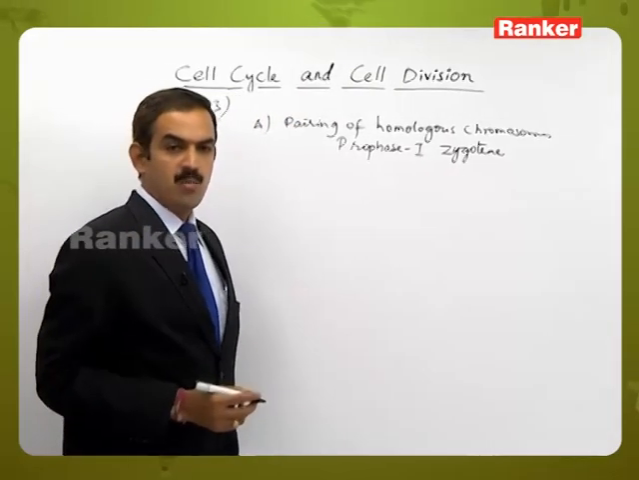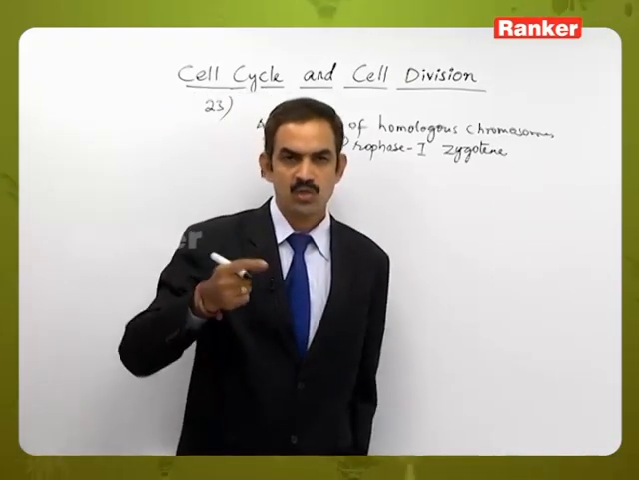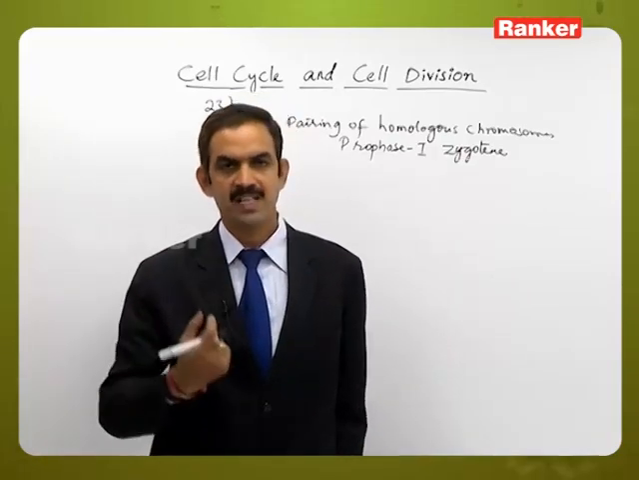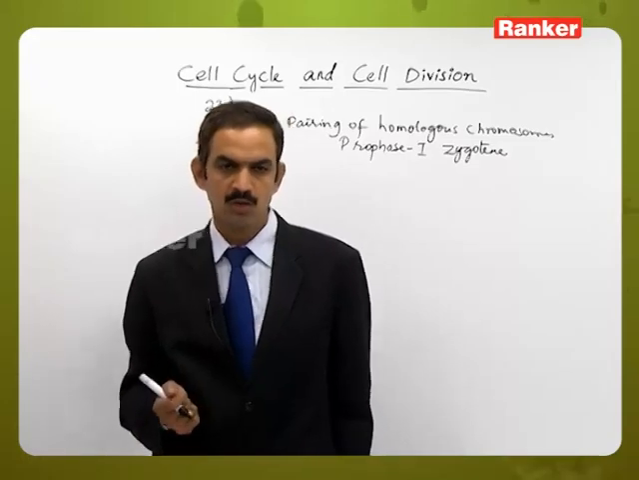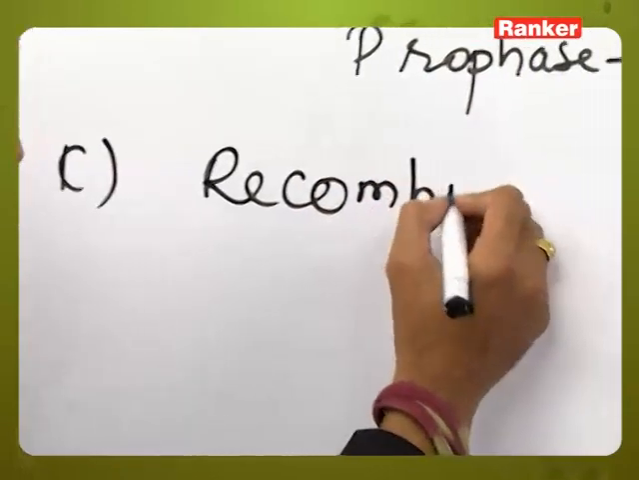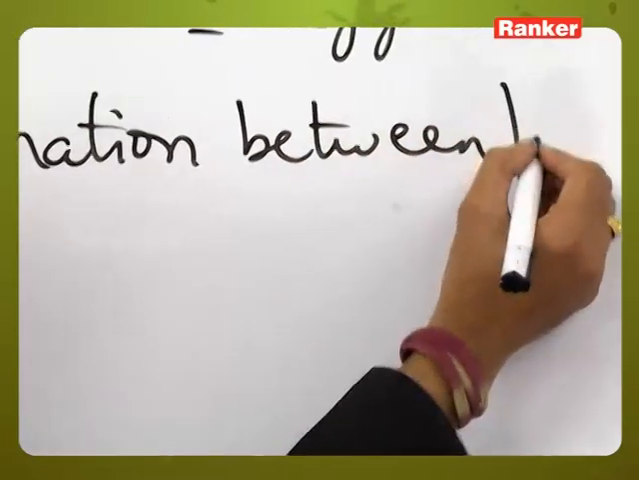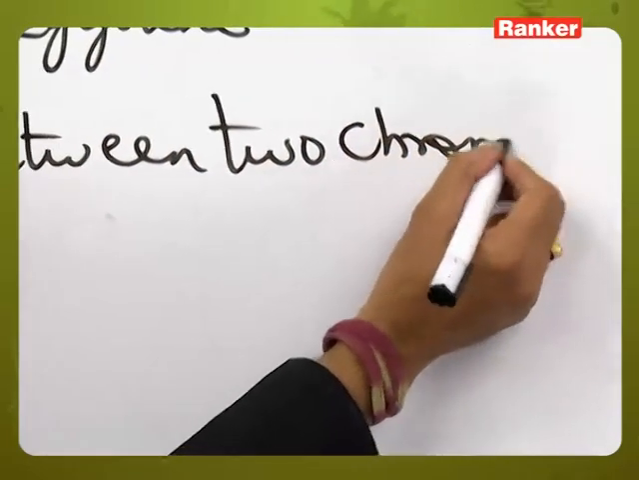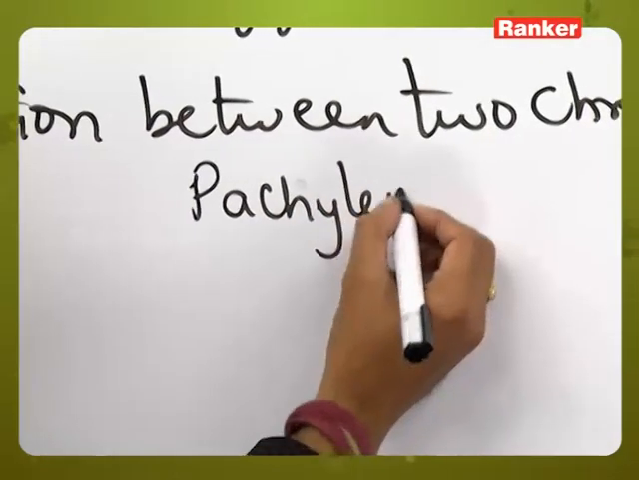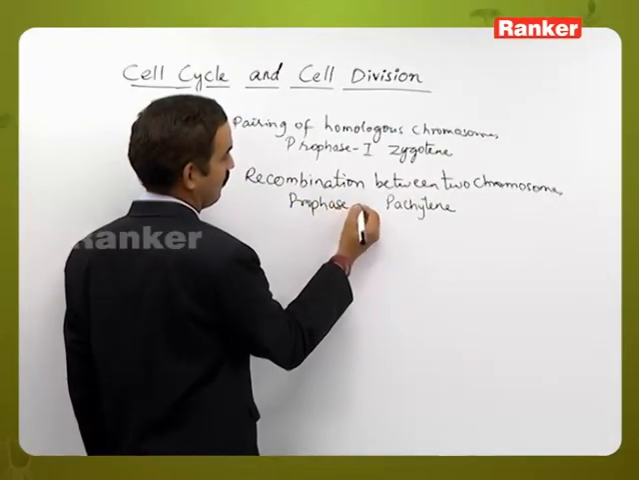Then recombination between the two chromosomes will occur. Recombination means crossing over will occur, where the broken fragments of the chromatids will be exchanged between the non-sister chromatids of homologous chromosomes. That is a recombination between the two chromosomes. That is during pachytene. After zygotene, pachytene will come. So that is also part of prophase 1.